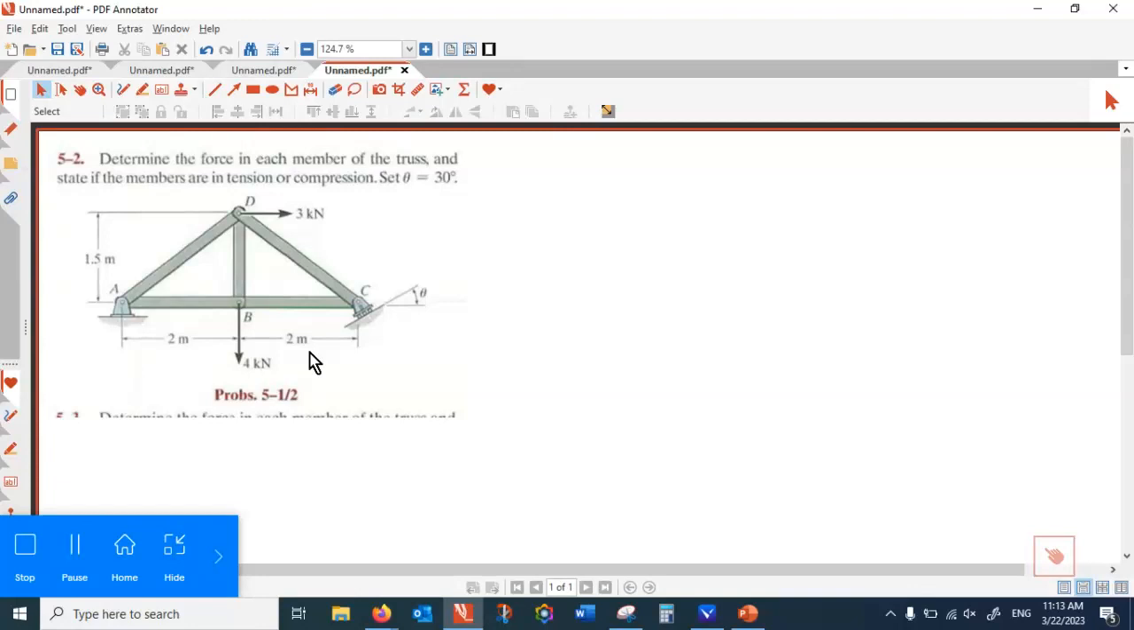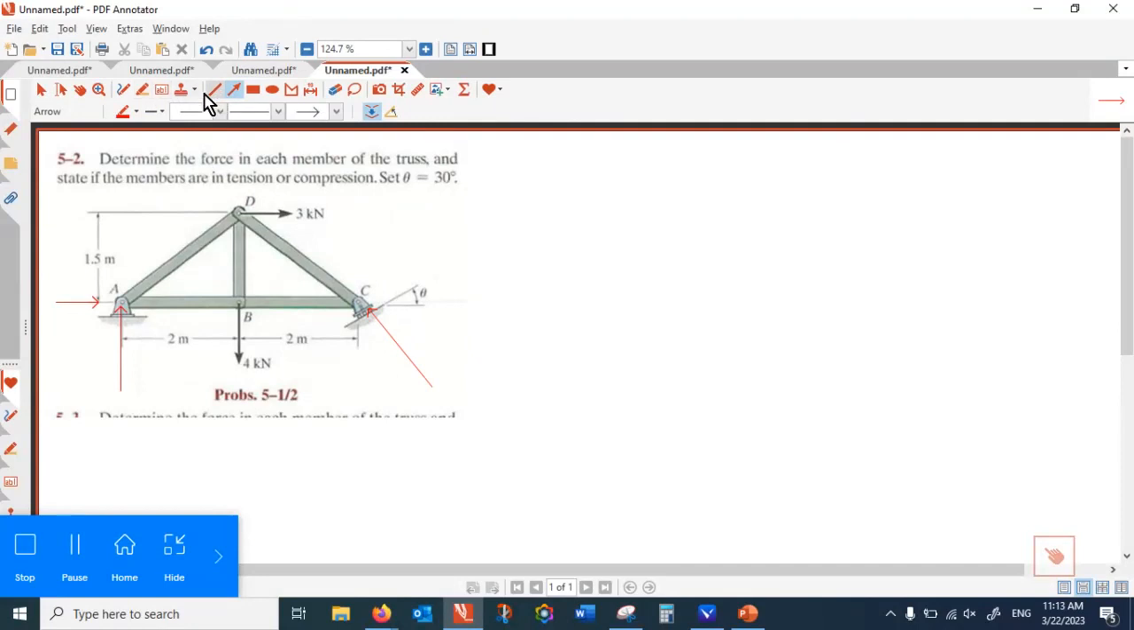The other technique that we know is to solve the entire structure, finding the reactions. So let's try to find the reactions. If I release the supports, these are the reactions which are exposed.